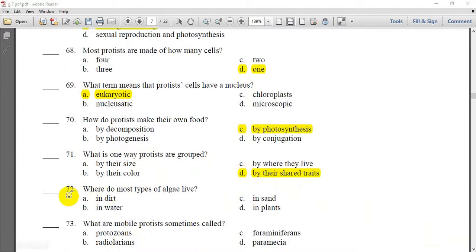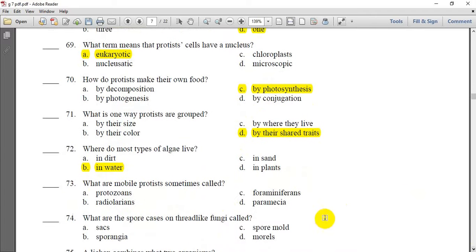Question 72. Where do most types of algae live? Most algae live in water, where they can do photosynthesis. Question 73. What are mobile protists sometimes called? This question is repeated. We said that most of them are protozoa.